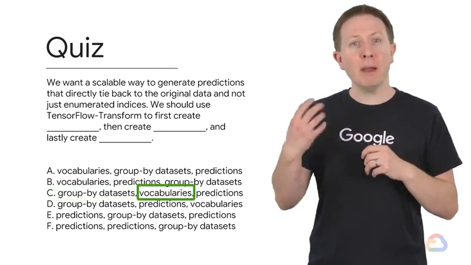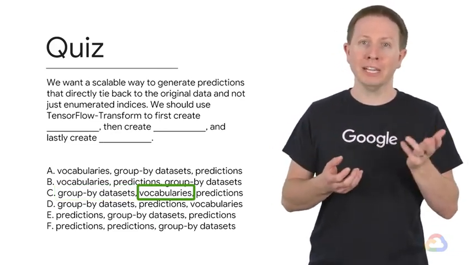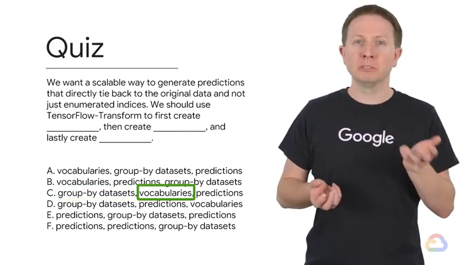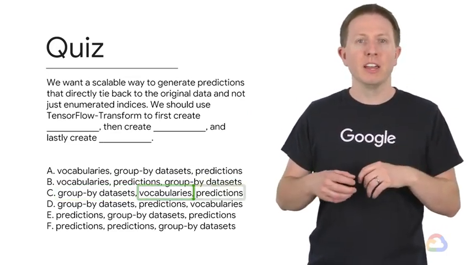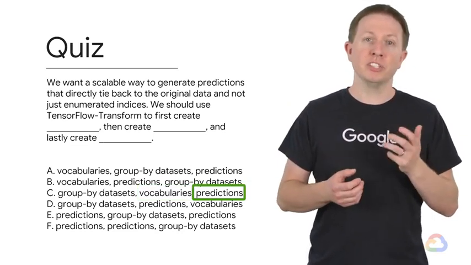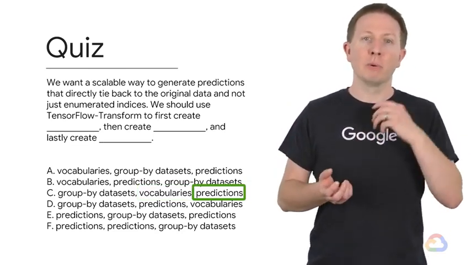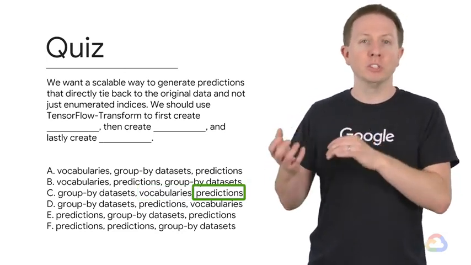Then, we create the vocabularies to perform the forward mapping from the group by datasets to enumerated indices, which can then be used in the WALS matrix factorization estimator. Lastly, we create the predictions using the TensorFlow Transform assets to create a lookup to do the reverse mapping from our predicted enumerated indices to our original data formatting.